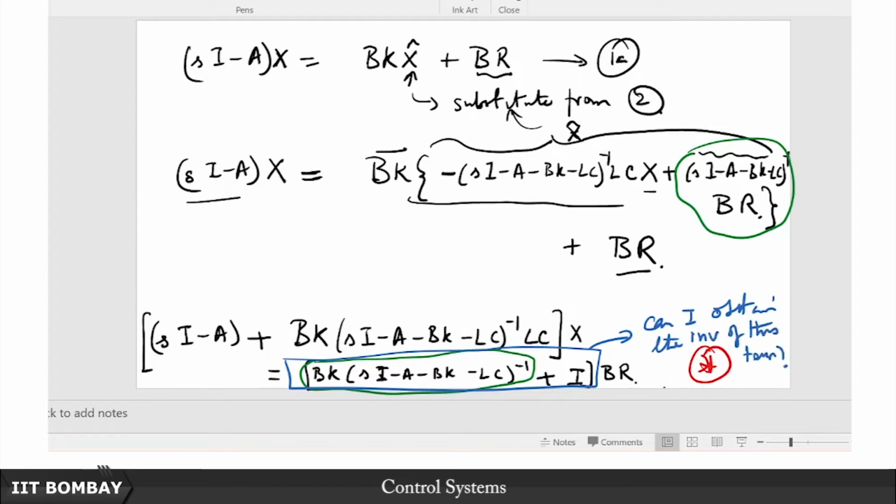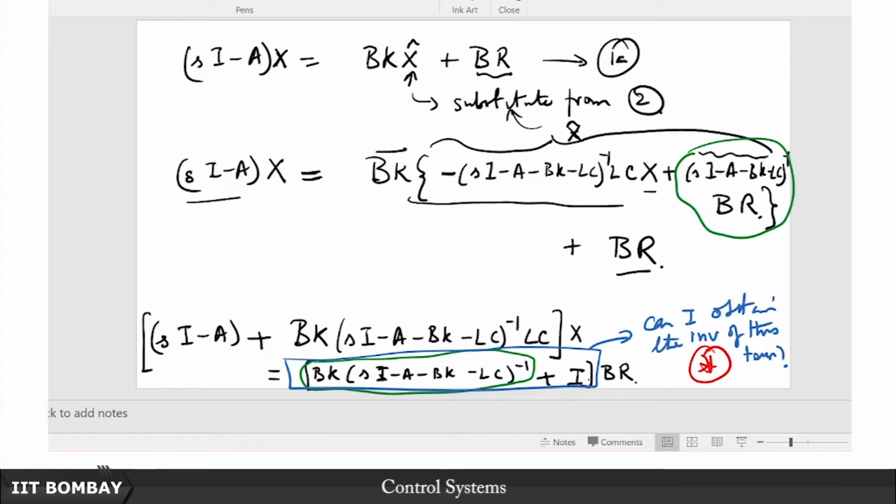Yeah, so that is my goal. Can I obtain an inverse of this term? If I can, of course by that I mean in a closed form. Of course given any matrix you can obtain its inverse, but that is not fun. Fun is when you can express it in terms of these same variables, these same matrices, right. So can I obtain an inverse of this boxed term here?